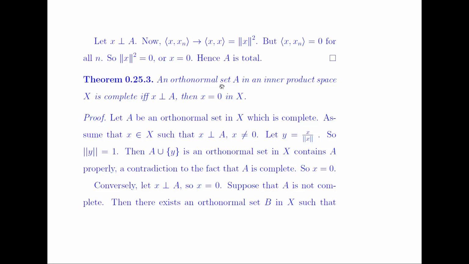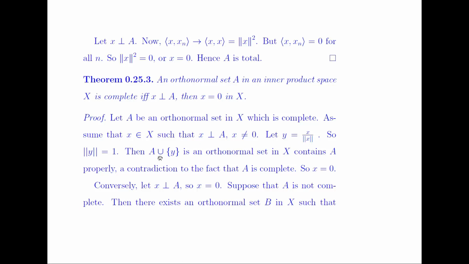The next one: an orthonormal set in an inner product space X is complete if and only if x perpendicular to A implies x is equal to 0 in X. So let A be an orthonormal set in X which is complete, and assume that x belongs to X such that x is perpendicular to A, where x is non-zero, and let y be equal to x by norm of x. If we consider the norm of y, this is equal to norm of x over norm of x, which is equal to 1. So the norm of y is equal to 1.